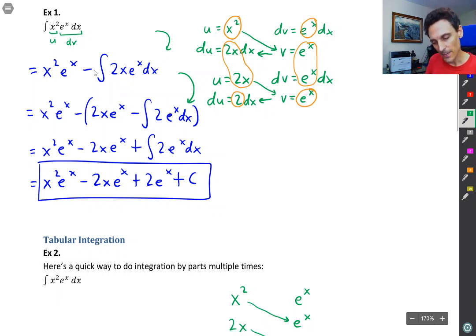So notice how when we did the second integration by parts, this integral exploded into a UV right here. That's the 2x e to the x, minus the integral of 2x e to the x dx. So the main thing is that this second UV from the second integration by parts has a negative in front of it. And that's just because of the negative symbol in front of the integral from the first integration by parts.